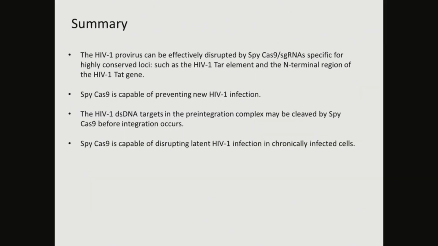So with that, we've shown that both before infection and after infection, we can disrupt HIV, especially with the TAR and the TAT gene. And the fact that Cas9 is capable of preventing infection sort of goes against the reverse transcription dogma that the pre-integration complex is well protected before integration. So that's very interesting. And then finally, we know that we can possibly move to some better models of latent infection in chronic cells.